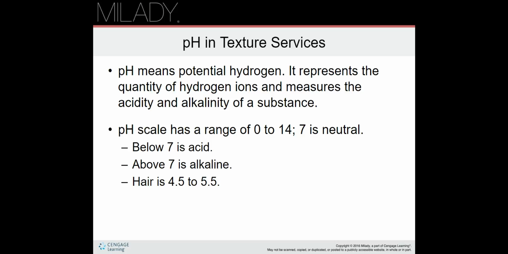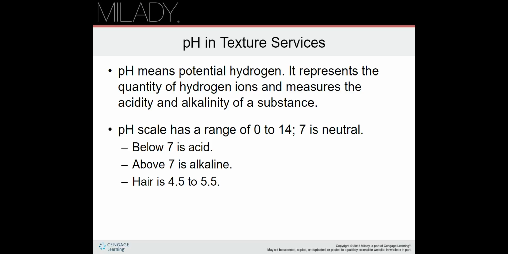Okay, so this is super important, not only in hair chemical texture services, but in all chemical services on the hair and skin, and even on the nails. pH means the potential hydrogen. It represents the quantity of hydrogen ions and measures the acidity and alkalinity of a substance. So the pH scale has a range of 0 to 14. 7 is neutral. So on the pH scale, 7 is neutral.